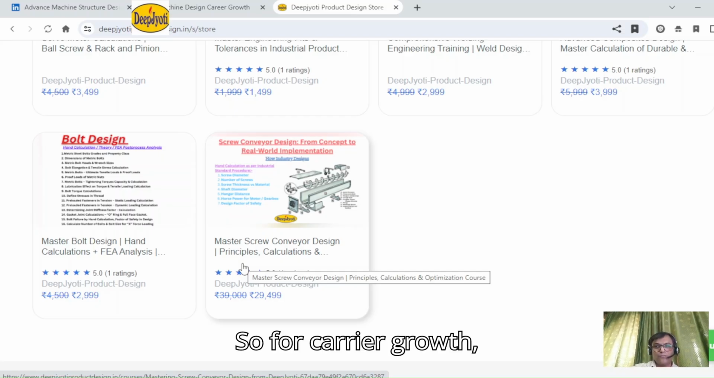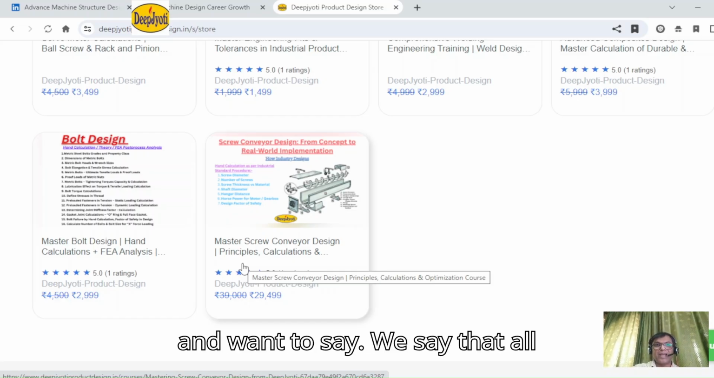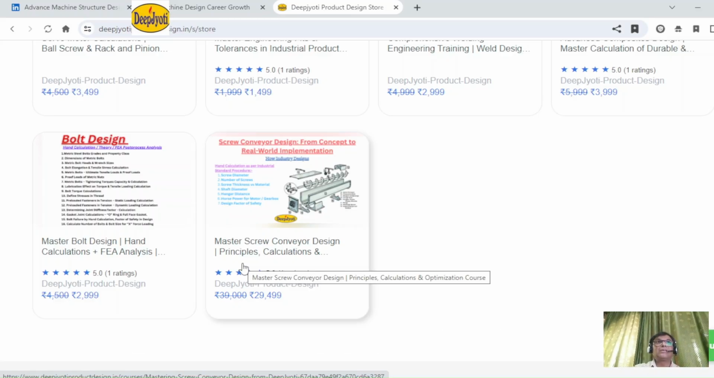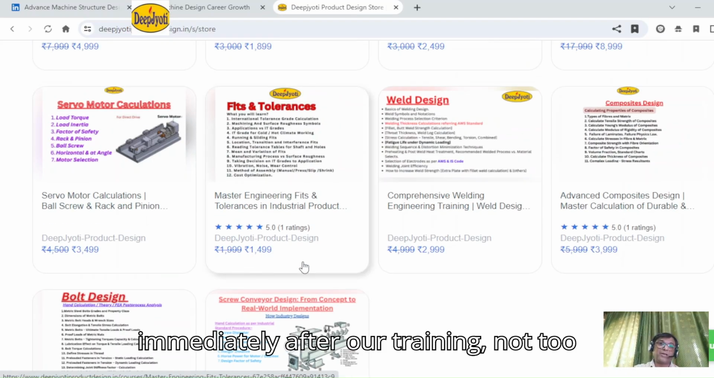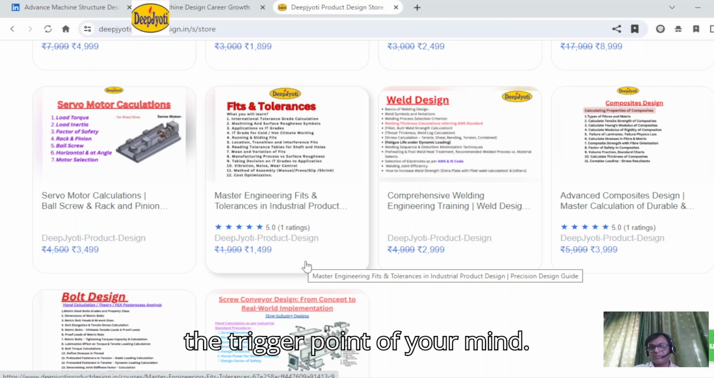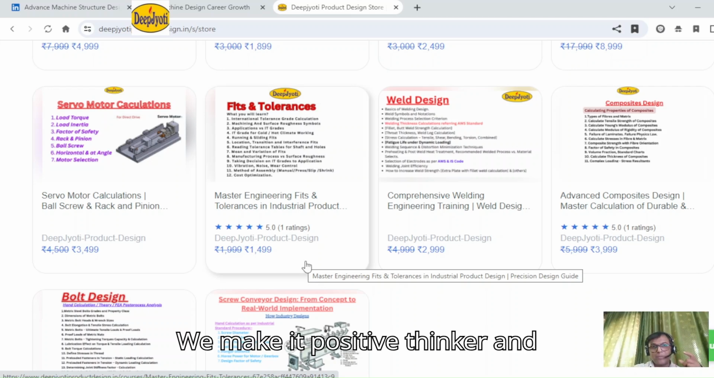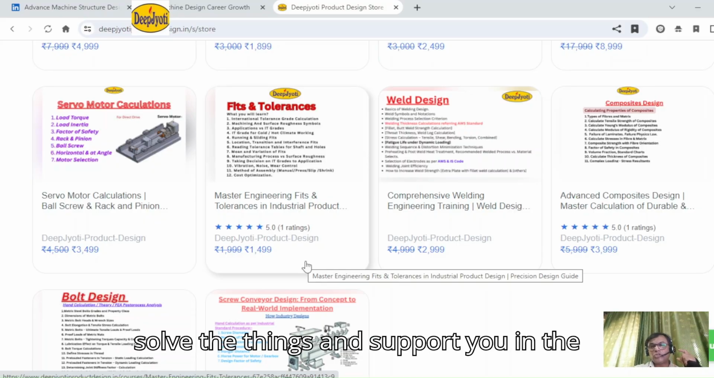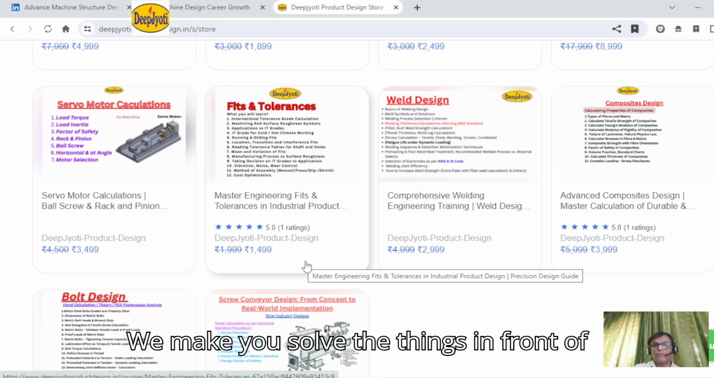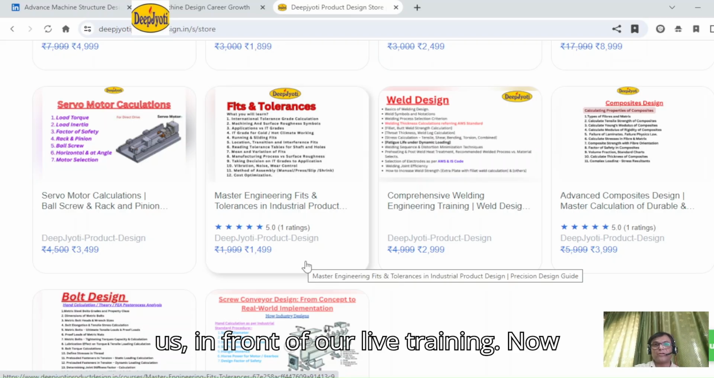So for your career growth, you need to have courage and confidence. We say that maximum of our engineers have got career growth after our training, immediately after our training, not too long. I tell you, because that is the trigger point of your mind. We make you a positive thinker and solve the things and support you in the entire exercise, right? We make you solve things in front of us, in our live training.